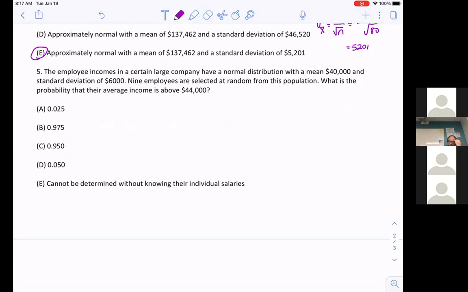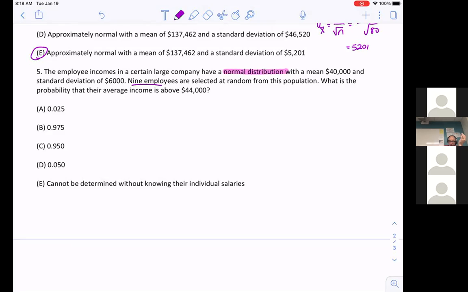The employee incomes in a certain large company have a normal distribution with a mean of 40,000 and a standard deviation of 6,000. 9 employees are selected at random from this population. What is the probability that their average income is above 44,000? Now the first thing I notice is that 9 employees are selected, so that's usually a thing of, hey, be careful here. My sample size is small. However, what about this problem allows us to keep going? My original population is approximately normal, so everything is good.